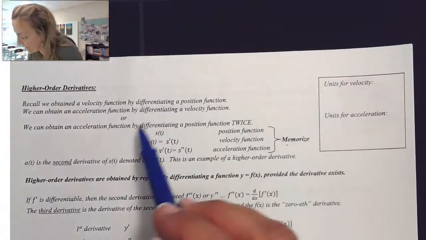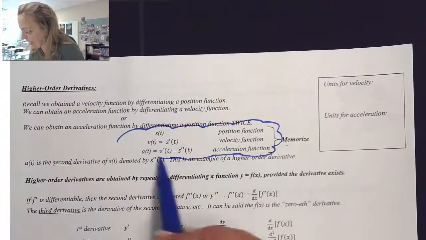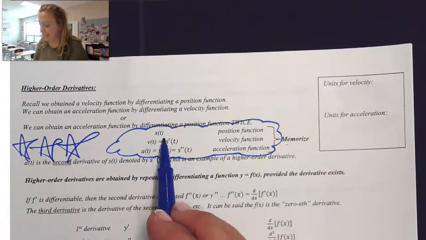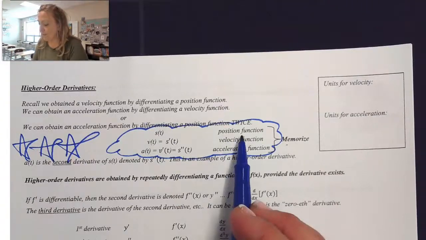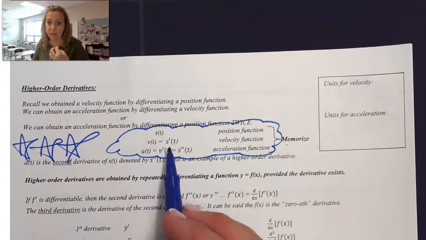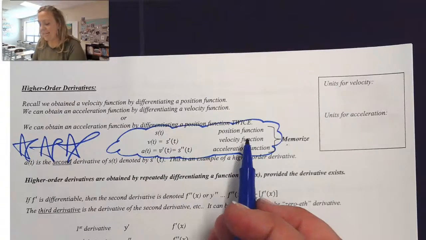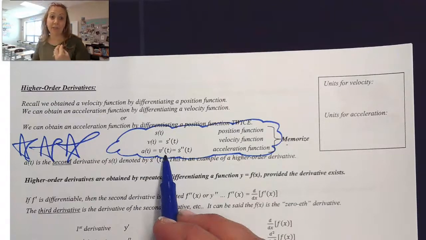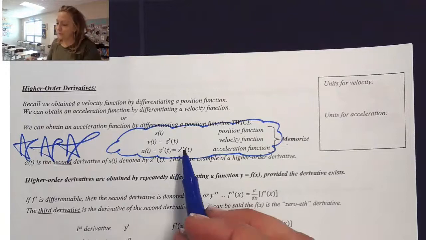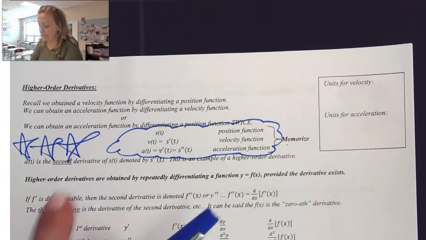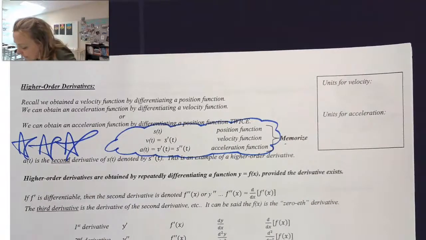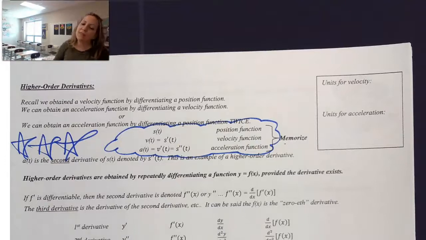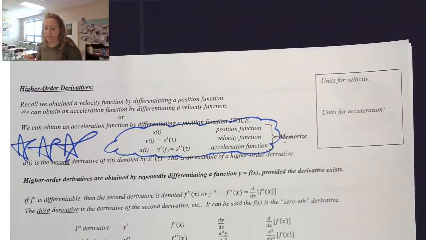So this is a very important concept for us to think about, that when we have s of t, that's our position function. When we have v of t, that's the derivative of the position function, that's the velocity. And a of t, our acceleration, is the derivative of the velocity, which is the second derivative of the position function, okay? So again, a of t is the second derivative of s of t. And notice I wrote over it, but it's denoted by s double prime of t. So that's an example of a higher order derivative.